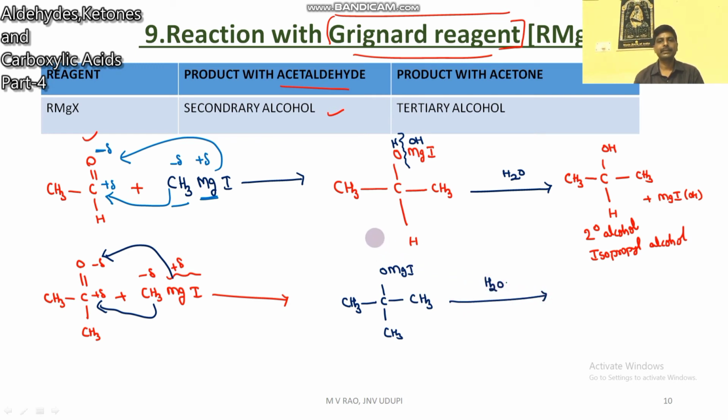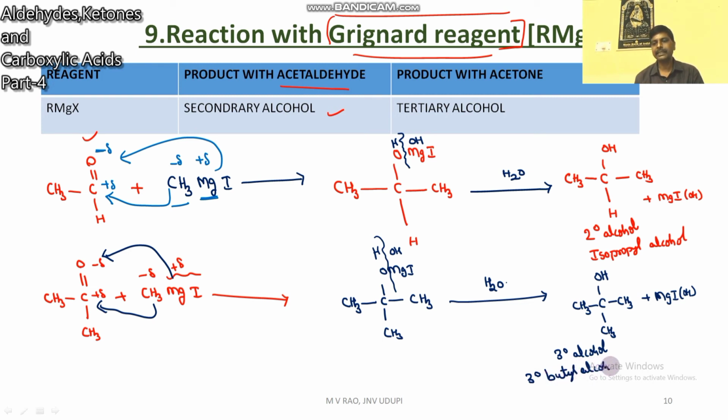Hydrolysis. Then this bond will break, H and OH. So C is attached to CH3, 1, 2, 3, and OH. Three carbons attached means, what is the name? Tertiary alcohol. It is a tertiary butyl alcohol. When a Grignard reagent reacts with a ketone, a tertiary alcohol will form. So this is about the Grignard reagent.